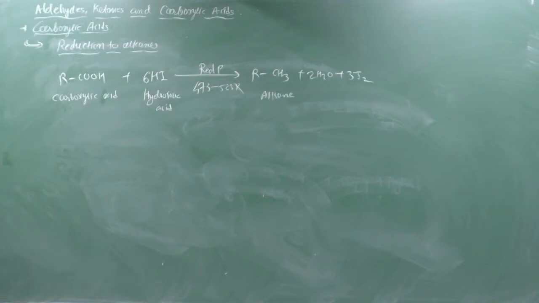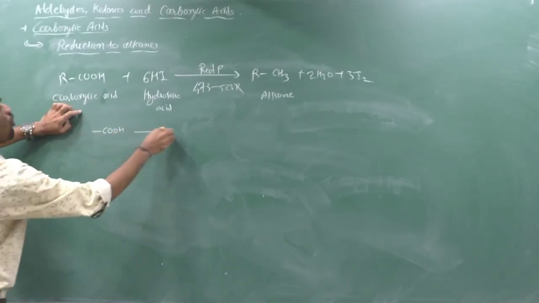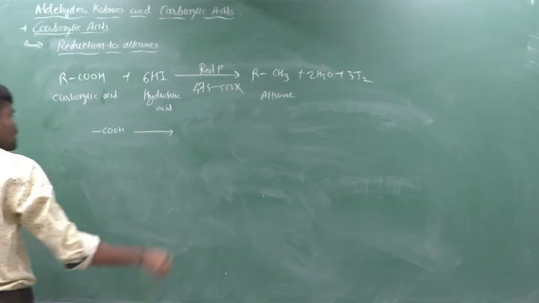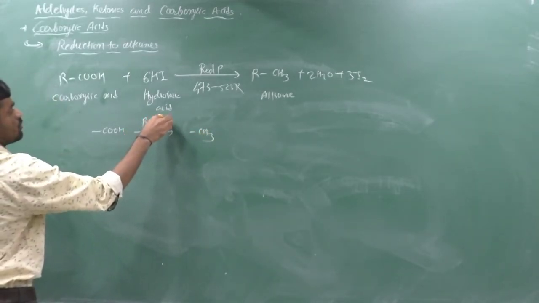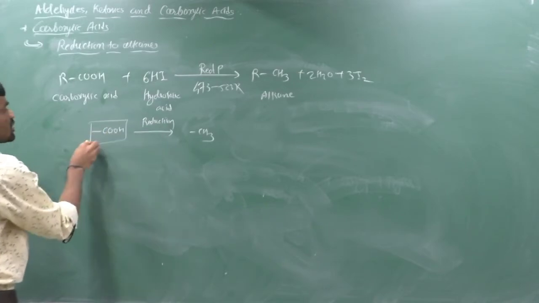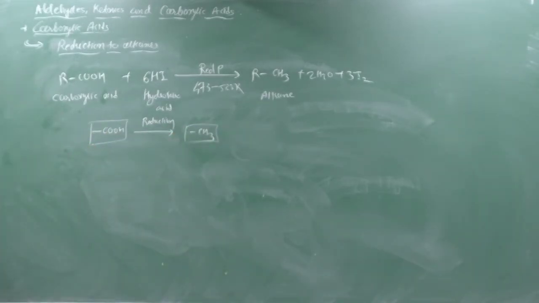Here the COOH group as a whole is completely reduced to the CH3 group. What happened here? The COOH group is totally converted into the CH3 group with the help of HI.